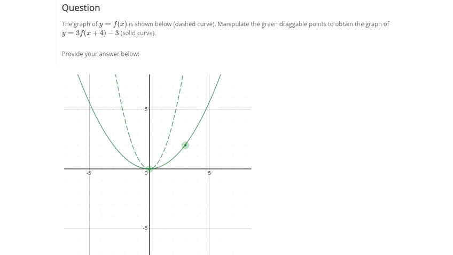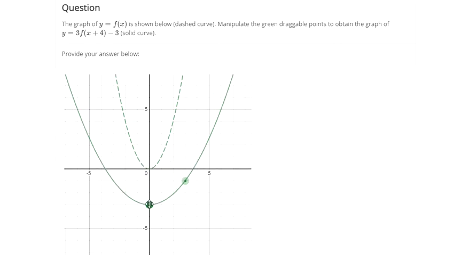The graph of y equals f(x) is shown below, and then the dotted line, we need to manipulate the green draggable points to obtain the graph of this transformation. So let's start with this minus 3 on the outside. The number that's way off to the side, that's not touching anything else, that's a vertical shift. And minus 3 means we go down 3 coordinates.